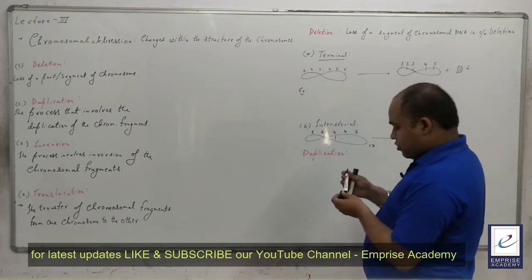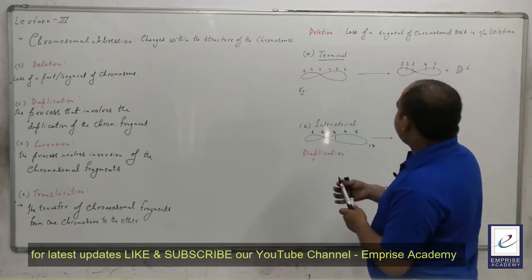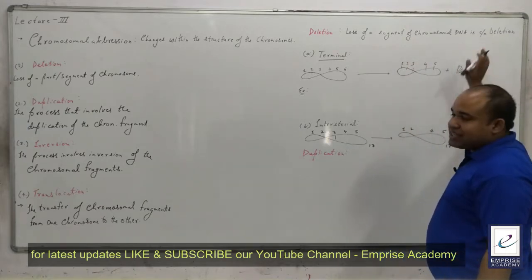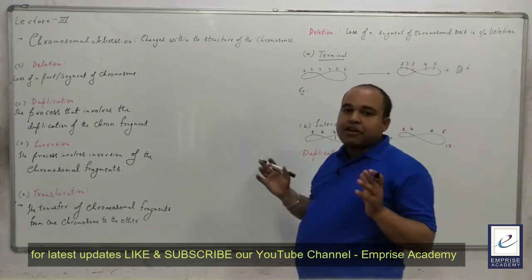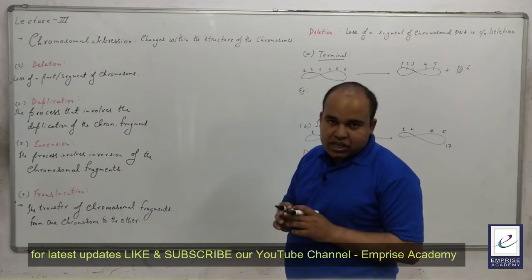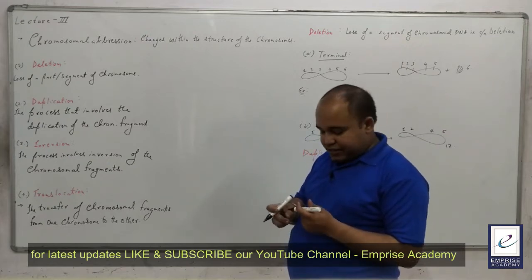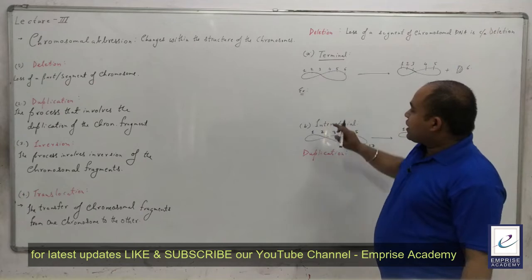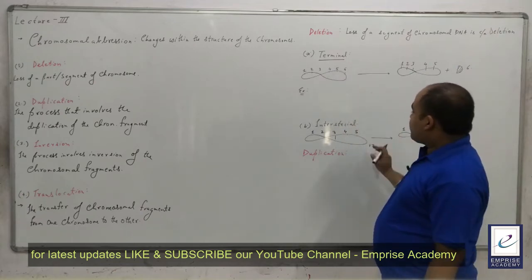What happens in the case of deletion? Deletion refers to the loss of a segment of chromosomal DNA. If there is a segment of chromosomal DNA that is being lost, then the process is referred to as deletion. Now you can find there are two different types of deletion. One is terminal and another one is interstitial.